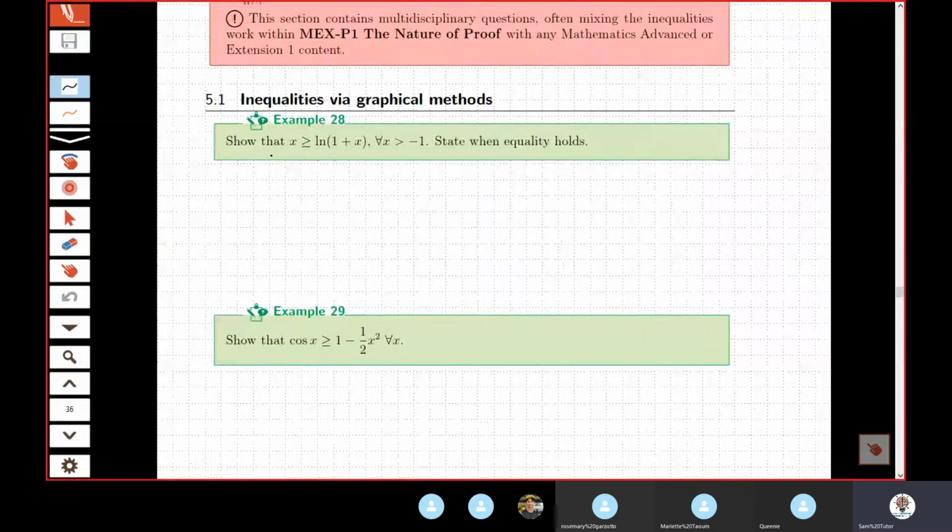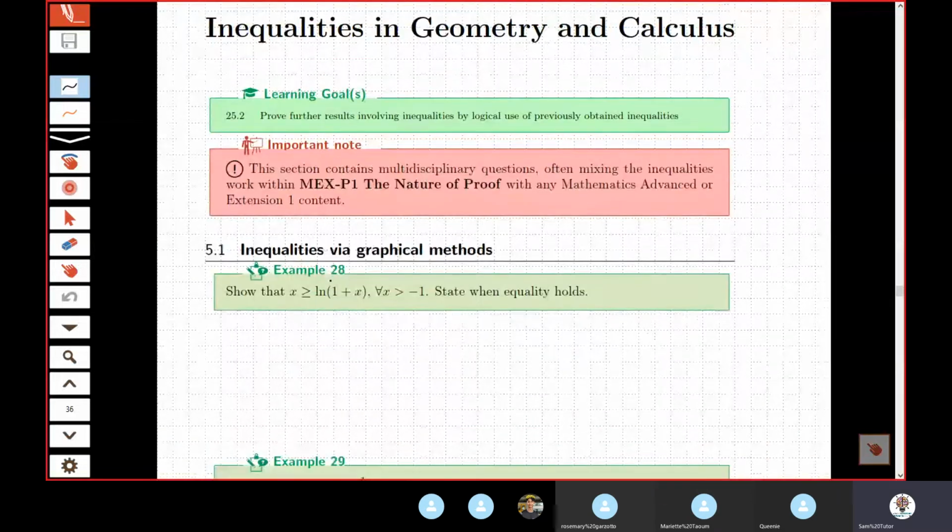Inequalities via graphical methods. So show that x... Now we've got to look at inequalities in a few different ways. We've done it algebraically above. Then there could be inequalities applied in a geometric sense, as well as in a calculus sense. The biggest one that's been asked over and over again has obviously been calculus based.